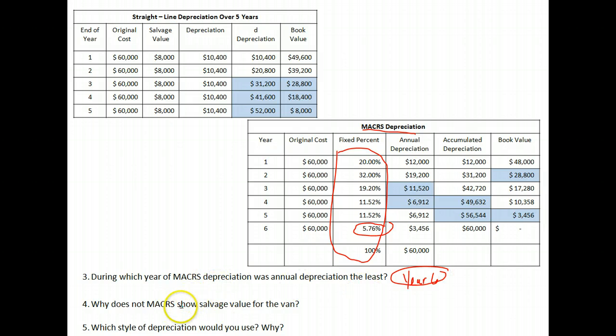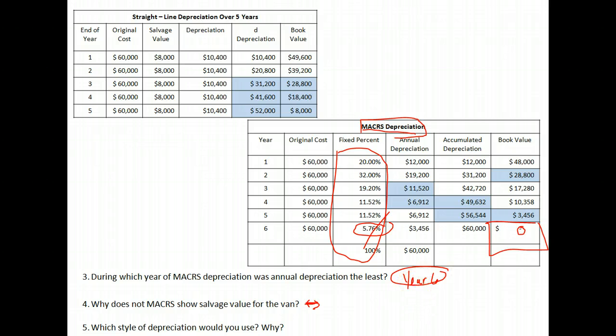Next, why does MACRS not show salvage value for the van? Why doesn't it show salvage value? Okay, and I'll let you type the answer out to that one. It's because in that type of depreciation, there is no salvage value. The vehicle depreciates completely. Notice at the end, it's worth nothing, so there is no salvage value.